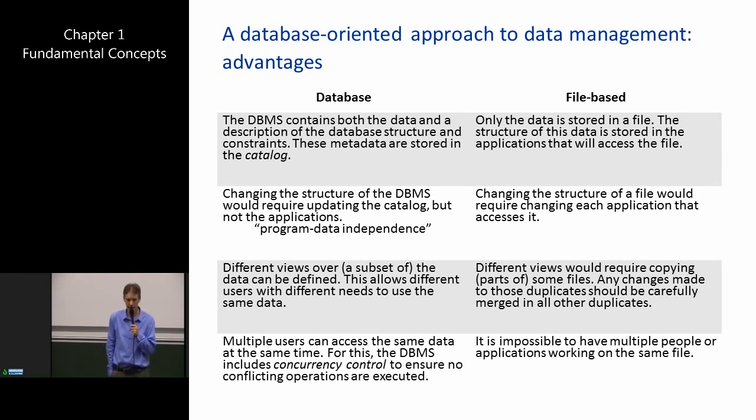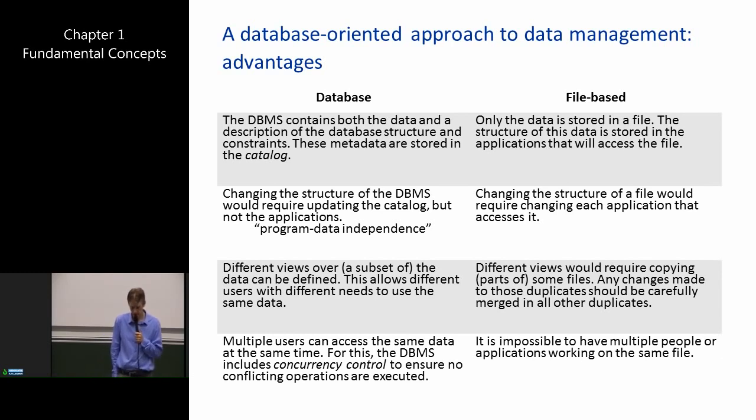We don't have a catalog in a file-based approach. In a file-based approach, only the data is stored in a file, and the structure of the data, the data definitions, are being stored in the applications that will access the file. So that means that you have a lot of duplication of data on the one hand, but a lot of duplication of data definitions on the other hand as well.